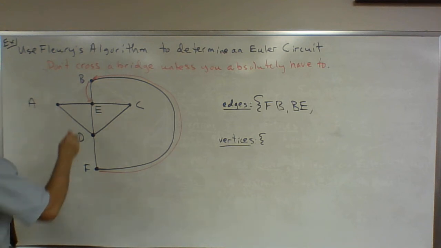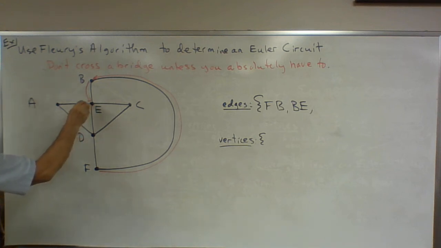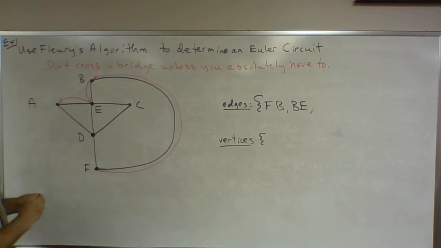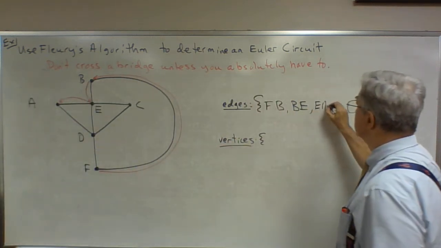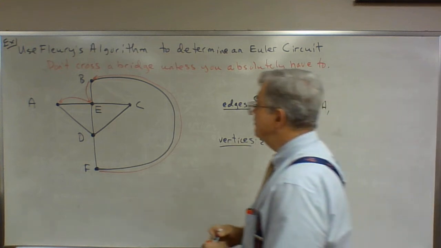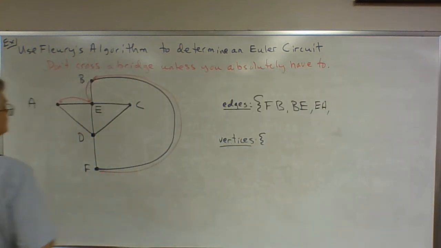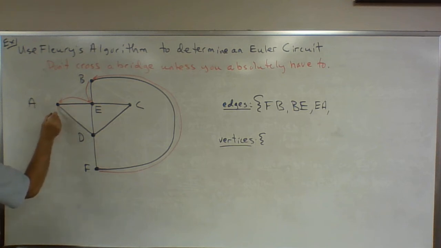What do you say? Let's go to A. E to A. And from A, I don't know, what do you, oh, we can only go one way. From A, we have to go to D.